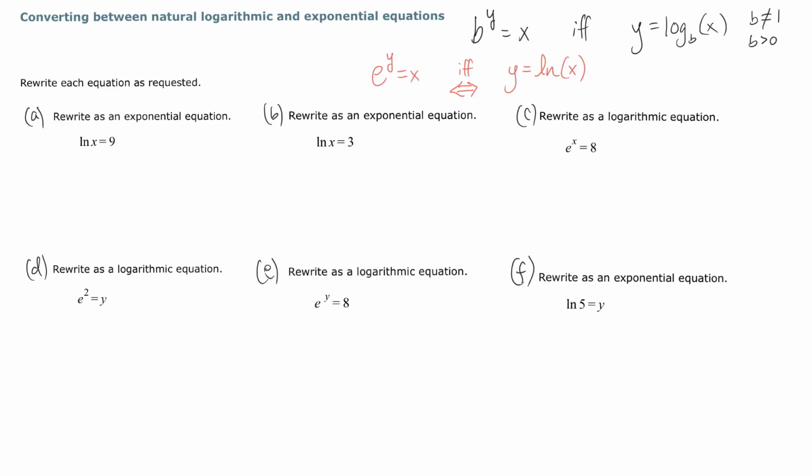Let's start with part A. The ln of x is equal to 9. Let's write its equivalent exponential equation. This has to be e to the 9 is equal to x.